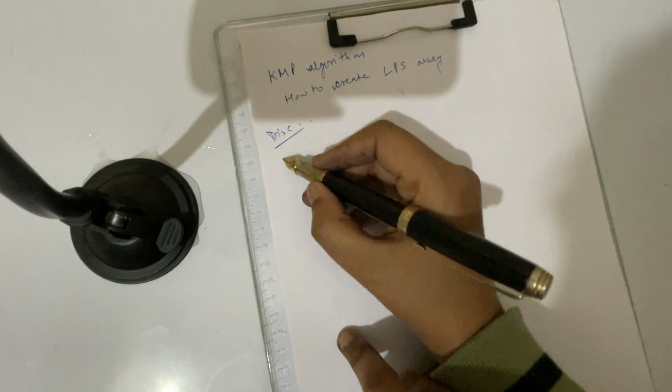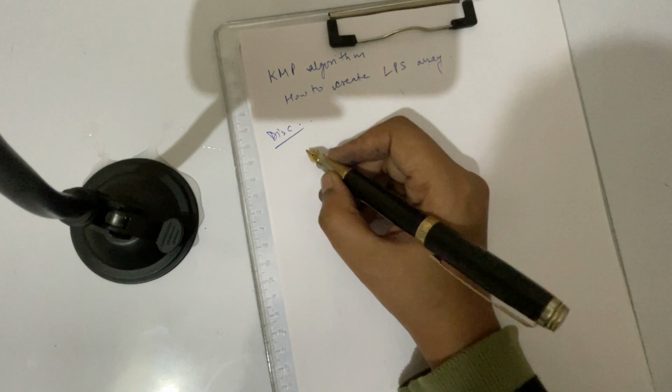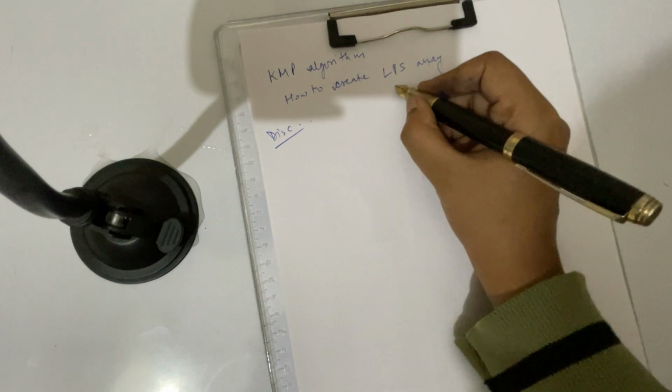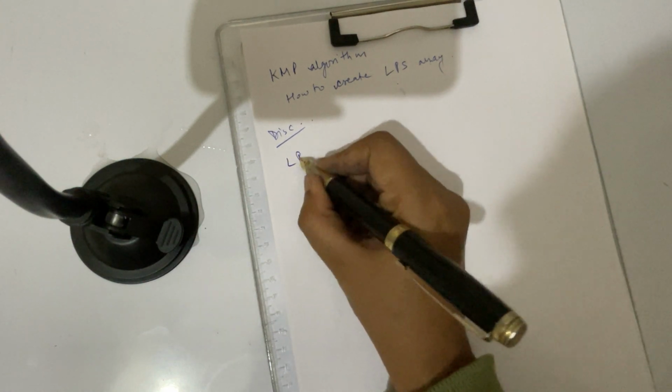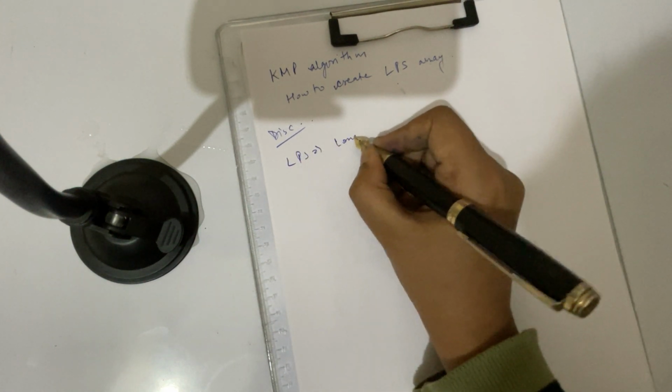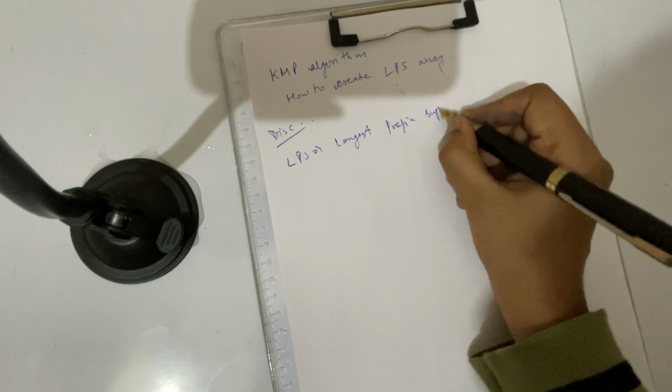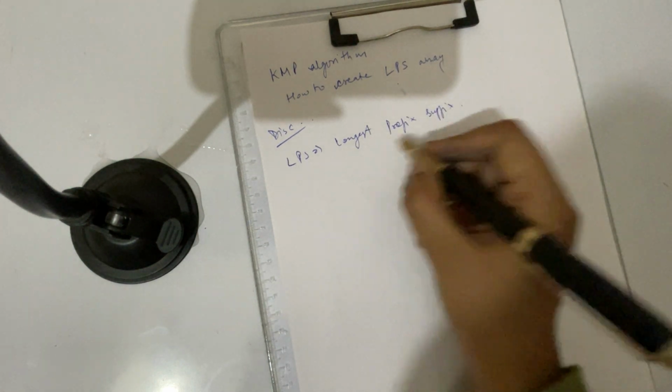So let's understand what the KMP algorithm is, and before that, let's understand how to create the LPS array. LPS is longest prefix suffix. Okay, and what is this longest prefix suffix?